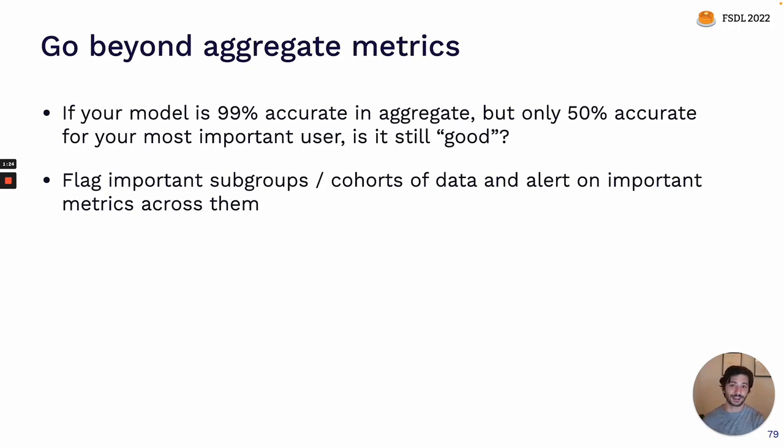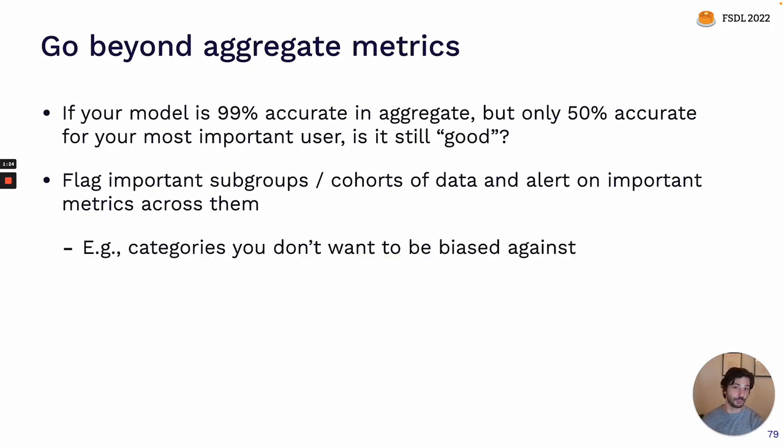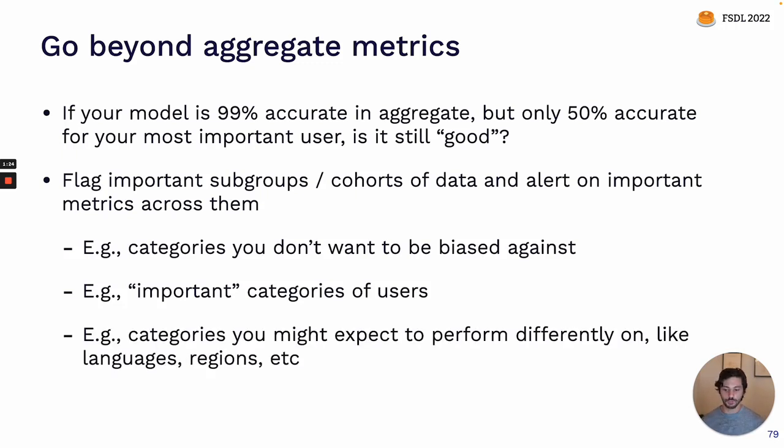Some examples of this are categories of users that you don't want your model to be biased against, or categories of users that are particularly important for your business, or just ones where you might expect your model to perform differently on them. Like if you're rolled out in a bunch of different regions or a bunch of different languages, it might be helpful to look at how your performance breaks out across those regions or languages.